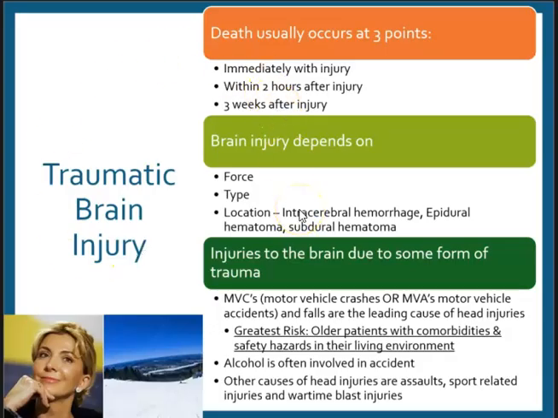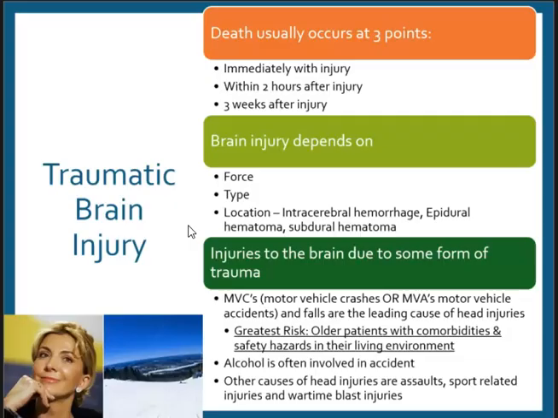Brain injury depends on the force of the injury, the type of the injury, and the location. So intracerebral hemorrhage, epidural hematoma, or a subdural hematoma. Where is the bleeding happening? Is it with the meninges? Is it outside the dura mater? Where is it? That's going to play a big role in the type of TBI. These are injuries to the brain due to some form of trauma.